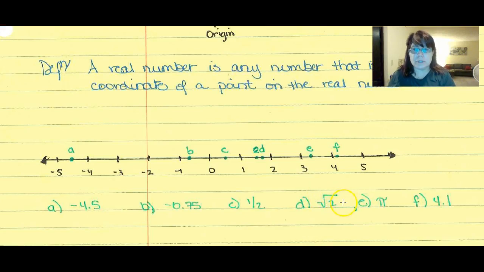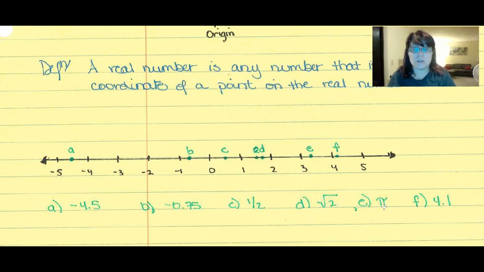The square root of 2. Now, the square root of 2, we don't know exactly what it is because we don't have an exact number for it besides the square root of 2. But we can guesstimate that it's 1.4147, something like that. So it's about 1.5, but not quite there.